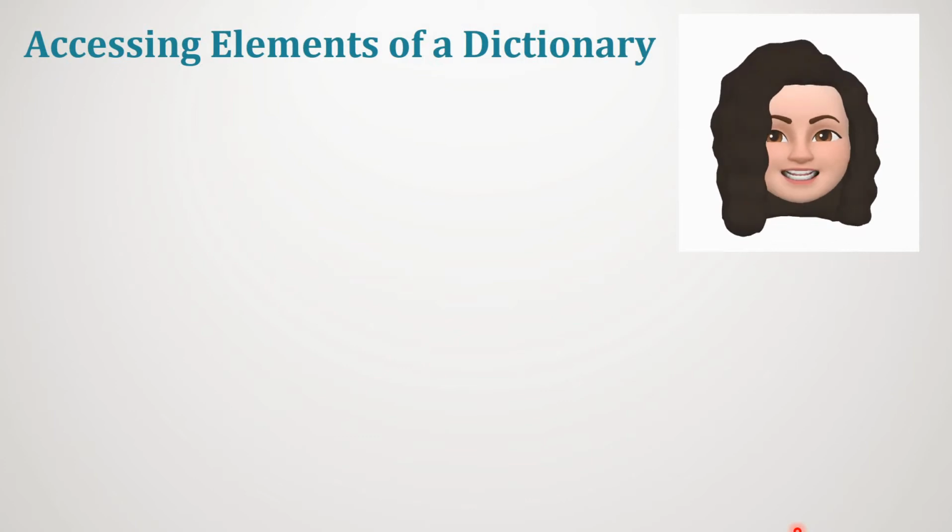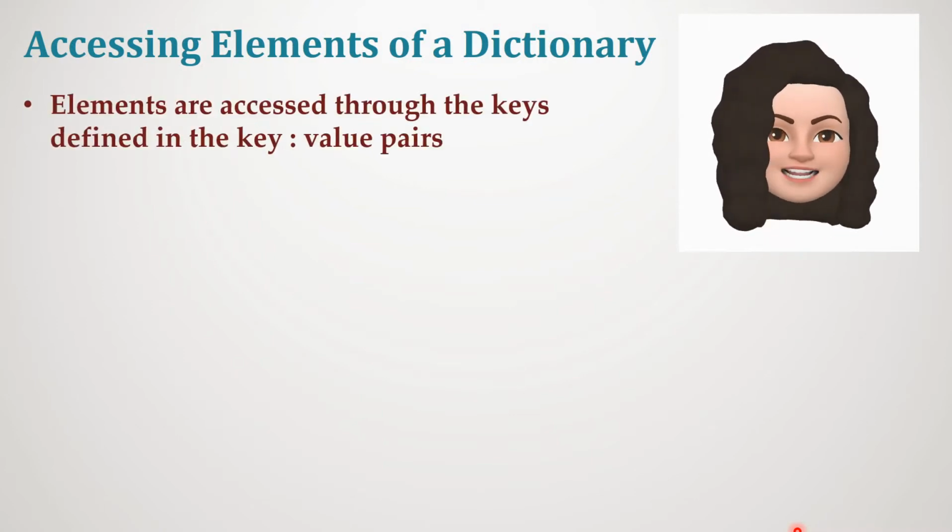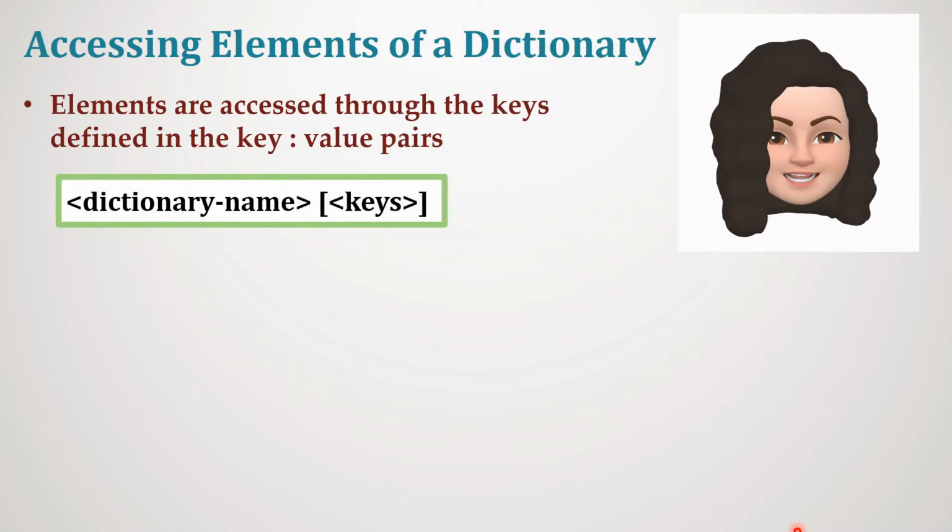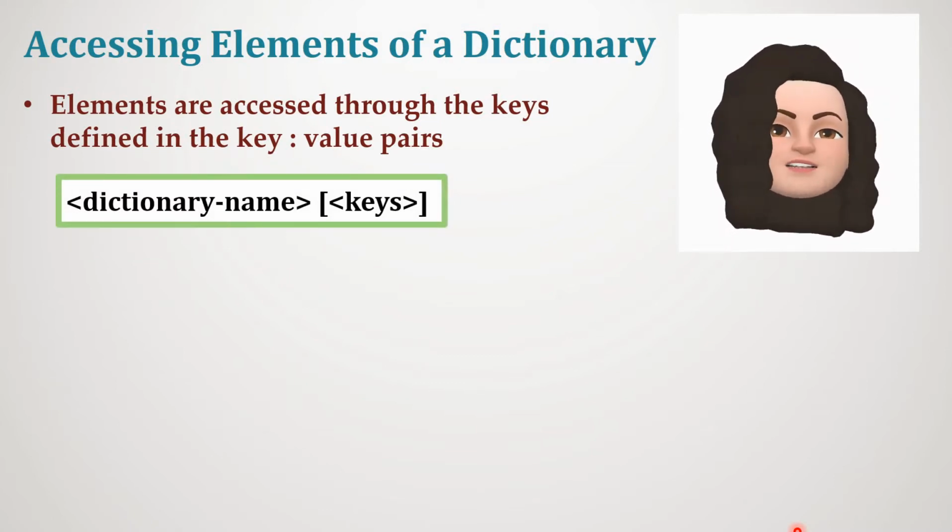How to access the elements of a dictionary? Are we going to use indexing like list, string and tuple? No, you cannot. There is no indexing in dictionary. You can access the elements of a dictionary using the keys which are defined in the key value pairs. The syntax is name of the dictionary, within square brackets specify the key, then the associated value you can access. First, let's declare a dictionary.